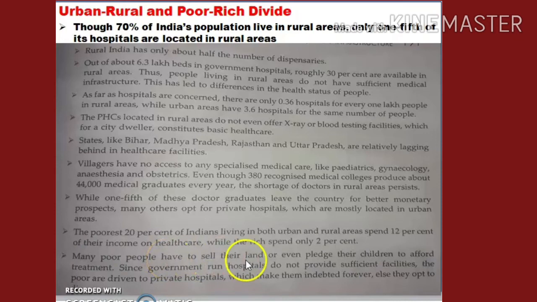Many poor people have to sell their land or even pledge their children to afford the treatment, since government run hospitals do not provide sufficient facilities. So the poor are driven to private hospitals, which make them indebted forever, else they opt to die. So this is the situation of rural areas.